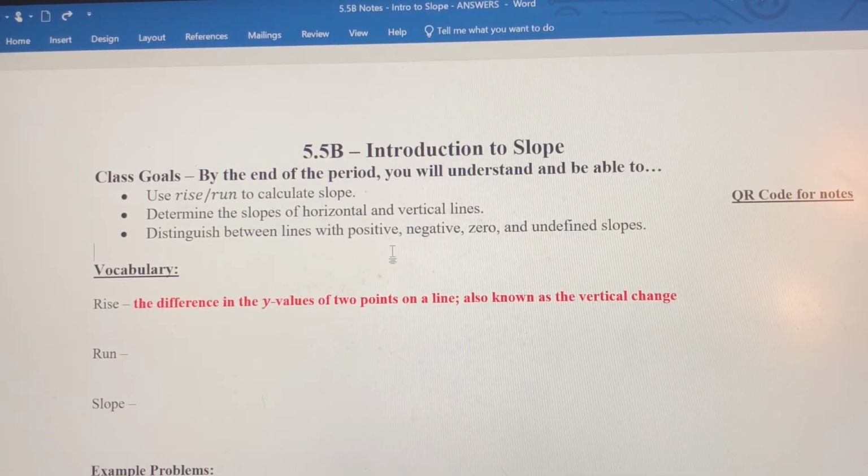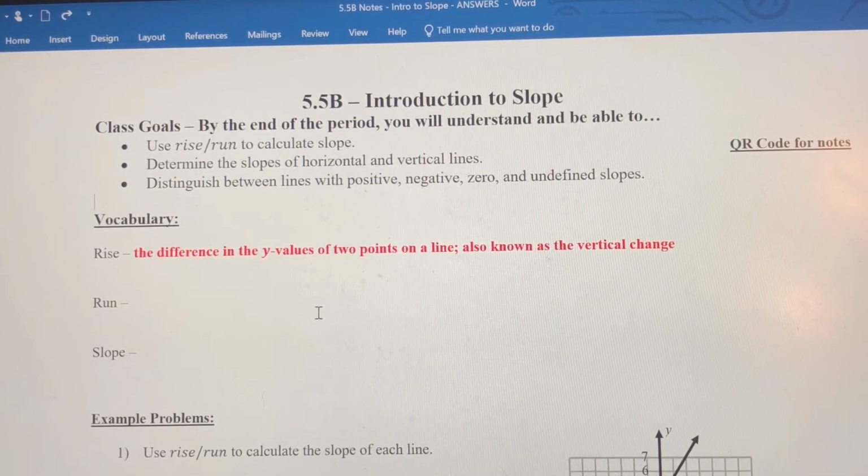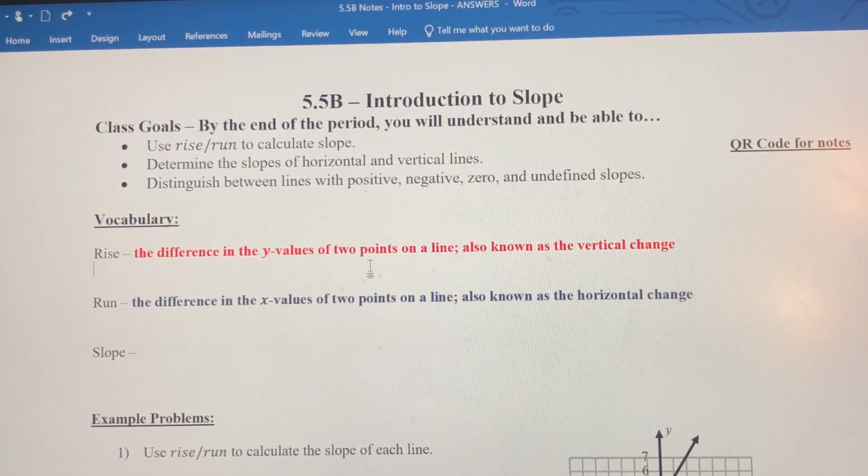All right, so rise is the difference in the y values of 2 points on a line. It can be any 2 points you choose. It doesn't matter. We're still going to be able to find the slope from that. We also can call that vertical change, or change in y. Run is the difference in the x values of any 2 points on a line, and we can refer to that also as horizontal change or change in x.